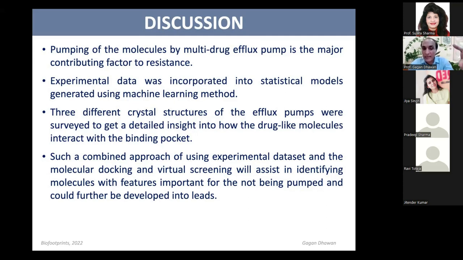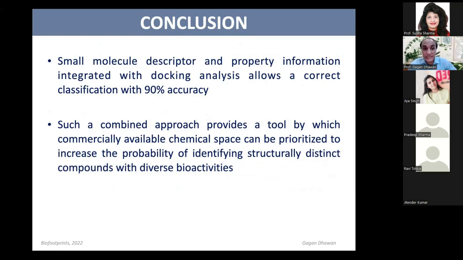Such a combined approach of using experimental data set and molecular docking and virtual screening will assist us in identifying molecules with features important for not being pumped, which could further be developed into leads. So in conclusion, we can say that small molecule descriptor and property information, property meaning physicochemical property information, integrated with docking analysis allows a correct classification with 90% accuracy, 89.3. I've shown you the area under the curve, which we got from ROC curves. This approach is a powerful tool by which commercially available chemical space can be prioritized to increase the probability of identifying structurally distinct compounds with diverse bioactivities.